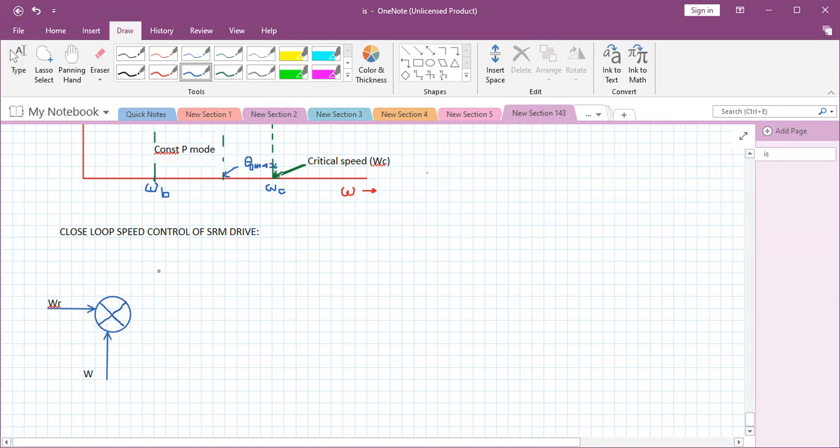Now we give whatever error is there between the reference speed and the actual speed to the PI controller. So here we will draw a PI block.